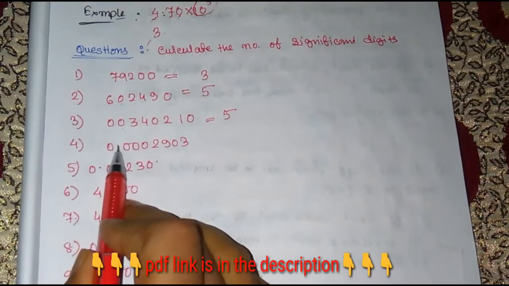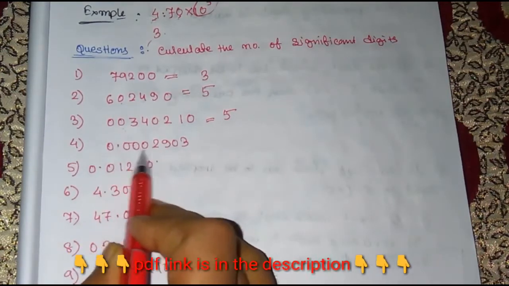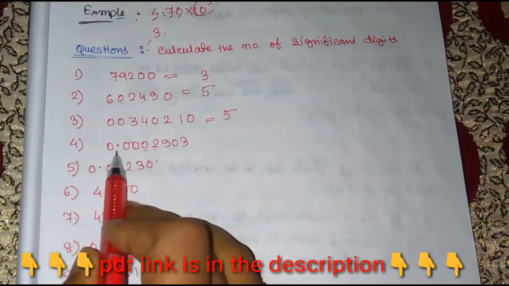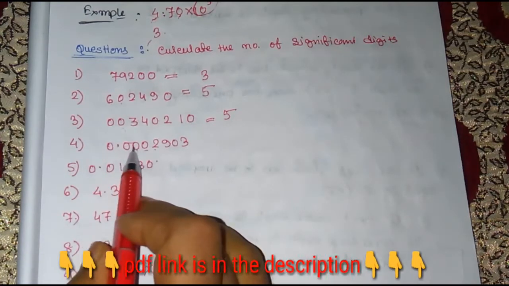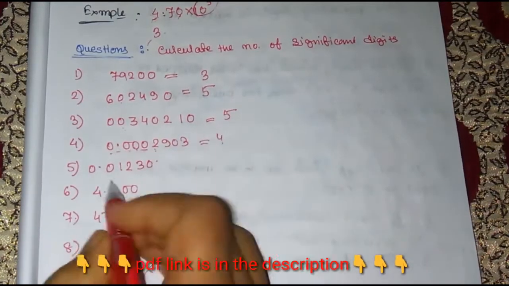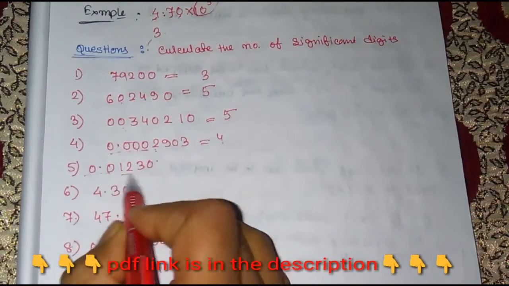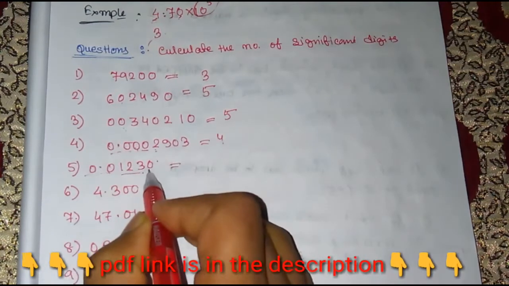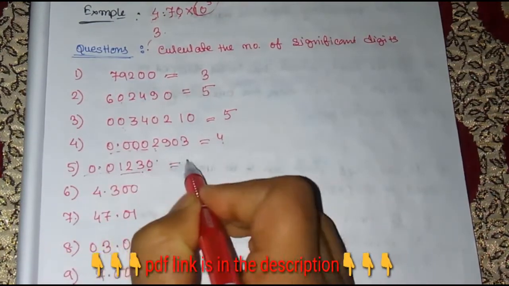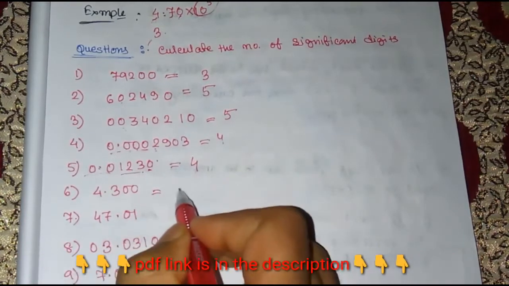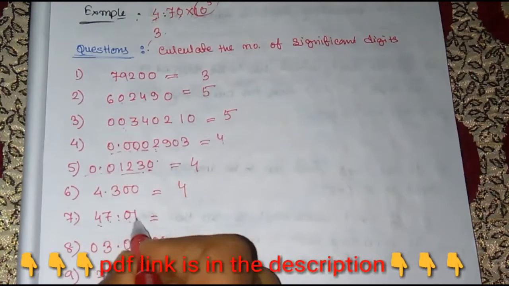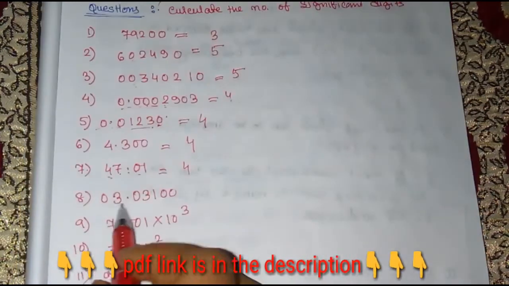Here a decimal number is present, so 1 2 3, these are not significant because they are to the left of the first non-zero term, after the decimal point. Only this 4 is significant, and this one is a trailing 0, but it is after the decimal point, so it is significant. So it is 4 significant numbers. Here also 4 significant numbers. Here also, you can see 1 2 3 4, 4 significant numbers.